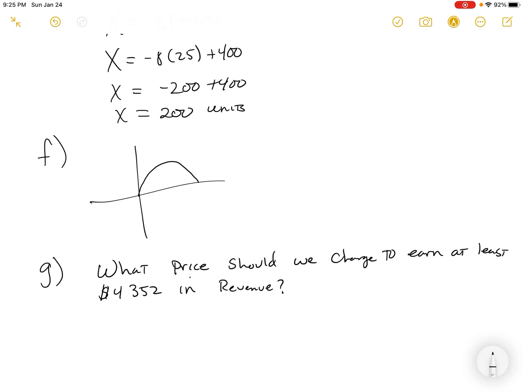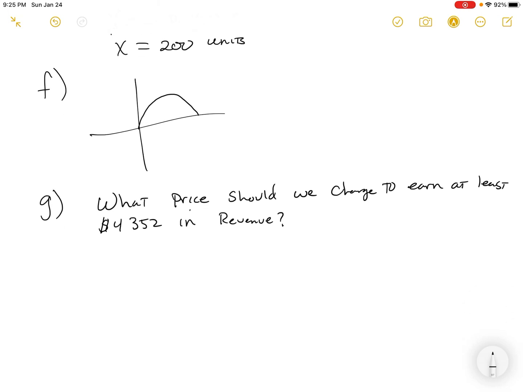This is who you are now. So this is loaded because they're using this word "at least." We have to remember how we solved quadratic inequalities. What we need is for the revenue to be at least $4,352.